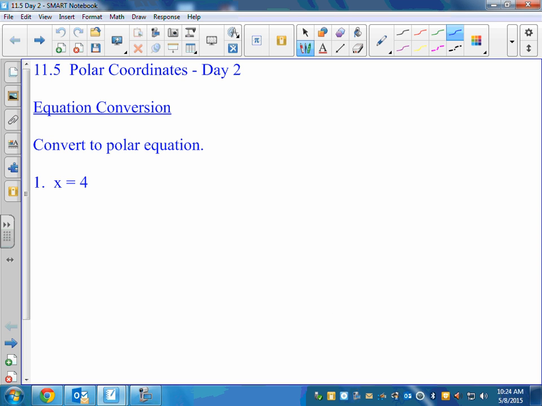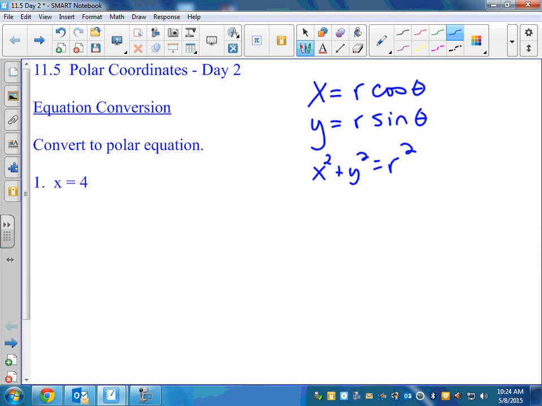You need to know that x is equal to r cosine theta. You need to know that y is equal to r sine of theta. And you need to know that x squared plus y squared equals r squared. If you know those three things, you can convert from one to the other.